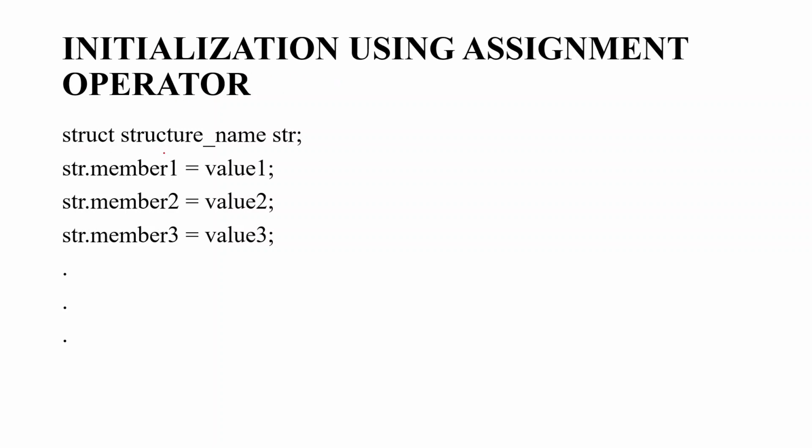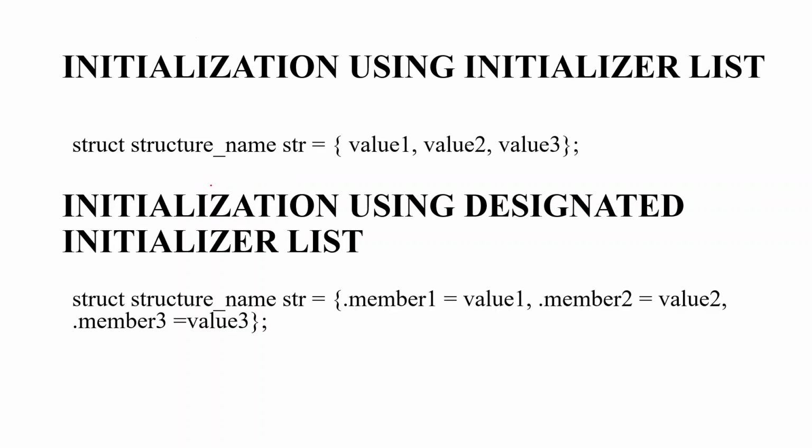So the first one is initialization using the assignment operator. Struct followed by the structure name, followed by the variable. So variable dot member of the structure is equal to its value. So this is one of the methods for assigning value to the variable using the assignment operator. Assignment operator is nothing but the equal to operator.